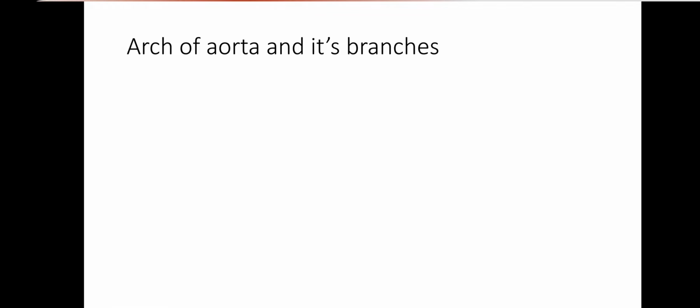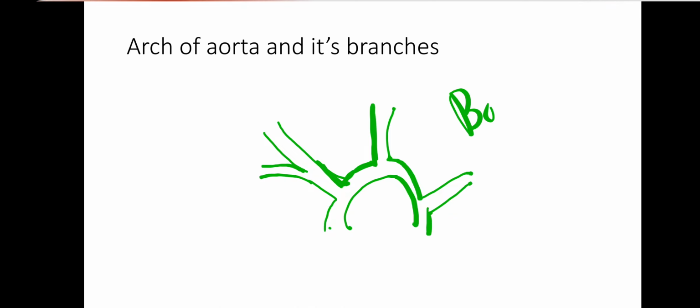Finally we have the arch of aorta, and here you have the brachiocephalic trunk with its right subclavian artery and right common carotid artery, and then here you have the left common carotid artery, and here you have the left subclavian artery. So this is the basic structure of the aortic arch and its branches. Now, what are the major variations that can happen?